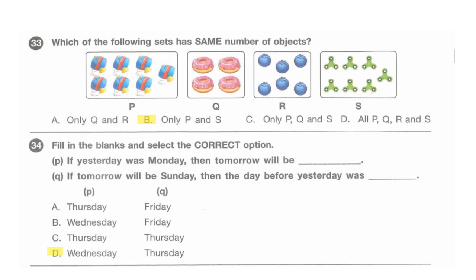Let's find out what is P. If yesterday was Monday, then tomorrow will be dash. If yesterday was Monday, then what is today? If yesterday was Monday, today is Tuesday and then tomorrow will be Wednesday. So the value of P is Wednesday. And let's move on to Q. If tomorrow will be Sunday, then today will be Saturday. And then the day before yesterday was, what is the day before yesterday? Thursday. So answer is D, which says Wednesday, Thursday.